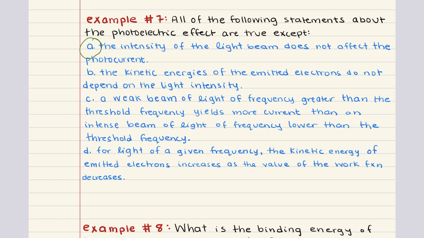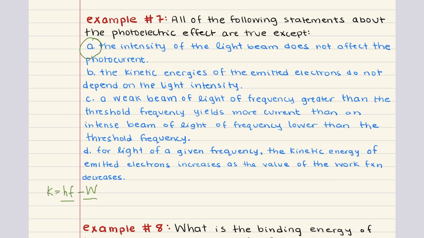B says the kinetic energies of the emitted electrons do not depend on the light intensity. This statement is true. The kinetic energy of the emitted electrons is determined solely by the energy of individual photons, and those depend on the frequency of the light and not on the intensity. The relationship is given by the following equation. K, the kinetic energy, is equal to hf minus W, where hf is the photon energy and W is the work function of the material.